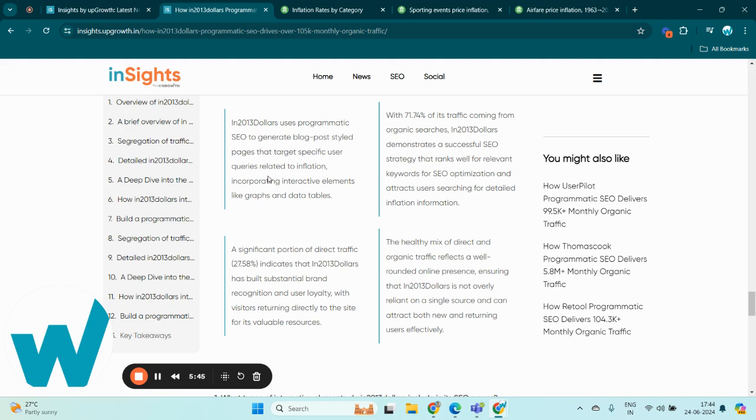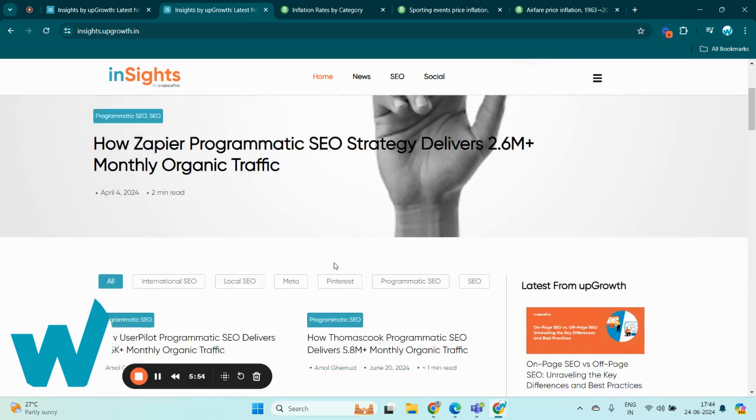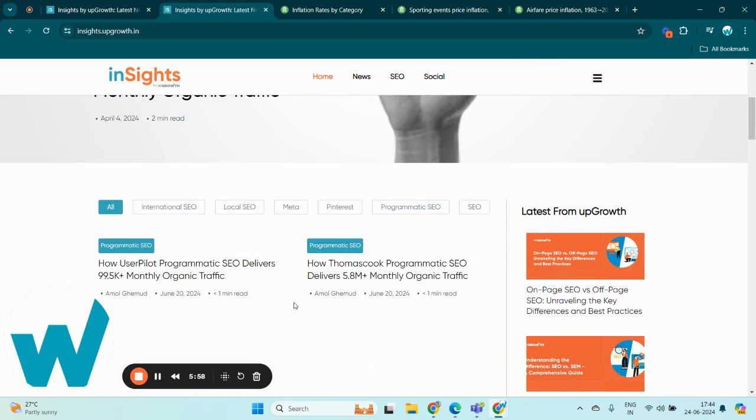If you wish to read more about what programmatic SEO is, simply navigate to the homepage of Insights by UpGrowth here. Here we have different blogs on PSEO. Also, we have blogs on different PSEO strategies used by various organizations.